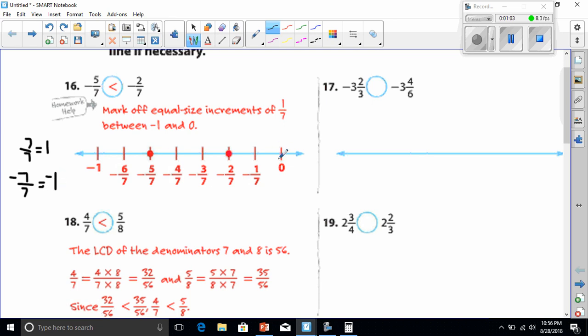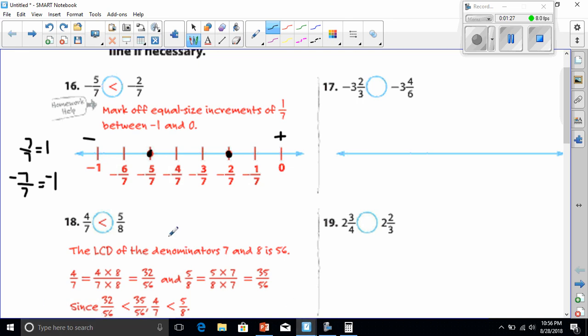So over here, we're going from 0 to -1. Why? Because these are both negative numbers. And if we do, we see that -2/7 is over here and -5/7 is here. Since my positive numbers are here and my negative numbers are here, the number that's closest to my positive numbers is going to be the greater number, which makes this correct.